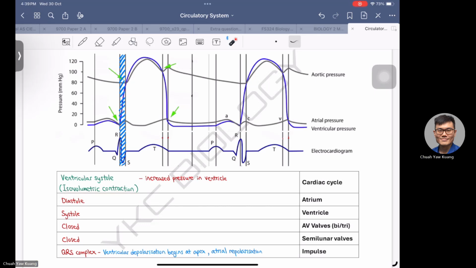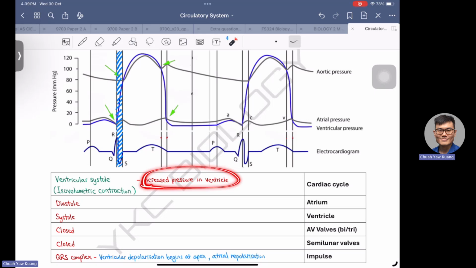During this phase, the ventricle will start to contract. The contraction of the ventricle will increase the pressure in the ventricle. During this time, the blood is not being pumped into the aorta yet. That's why the pressure will increase so much here. You can see the pressure increases so much in the ventricle. That's all because the ventricle is contracting, but this is isovolumetric contraction, not the ejection phase yet. The blood is not being pumped into the aorta yet, and this results in the increase in the pressure in the ventricle.